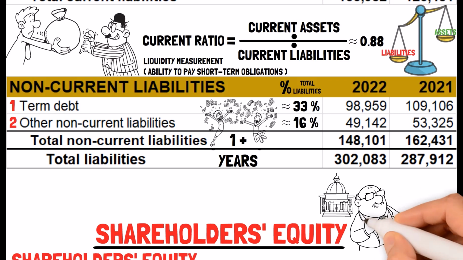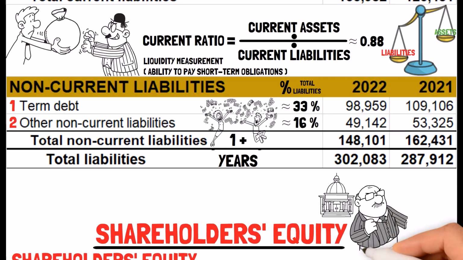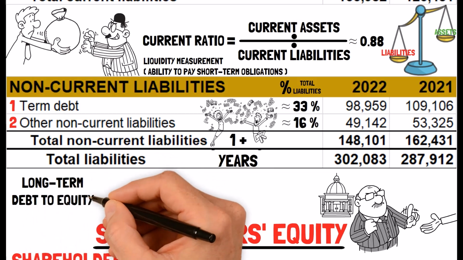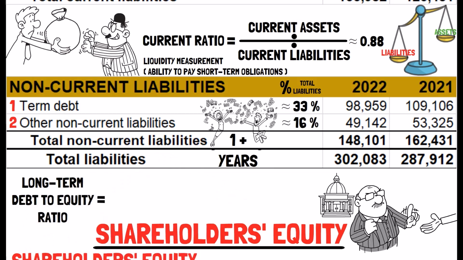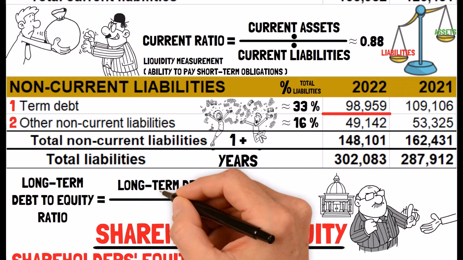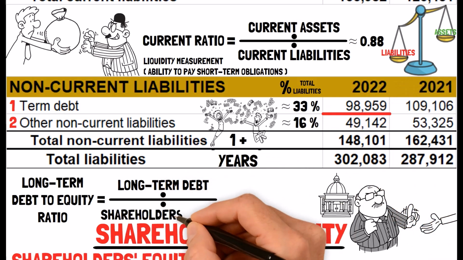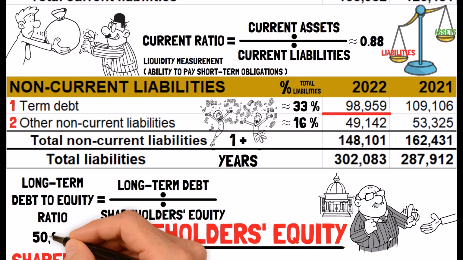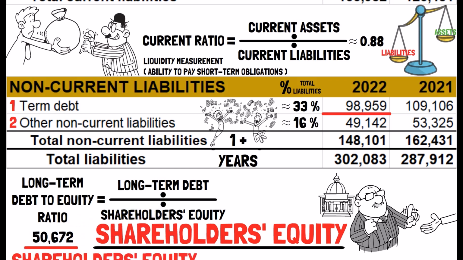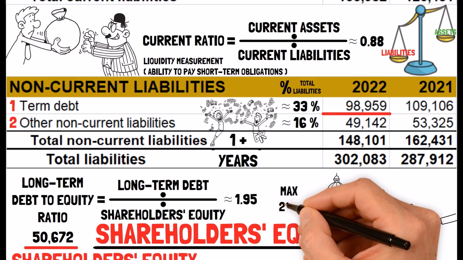The relationship between long-term debt and equity can be calculated with a long-term debt to equity ratio. By dividing the long-term debt, which is equal to 98,959, with the shareholders' equity, 50,672, all numbers in millions, a quotient of 1.95 is obtained. Our consensus is that it should not be over 2.